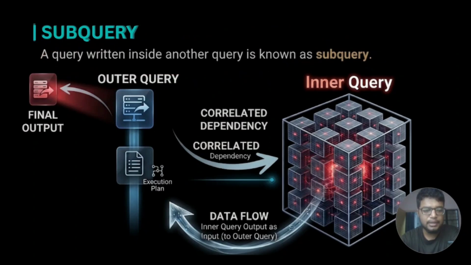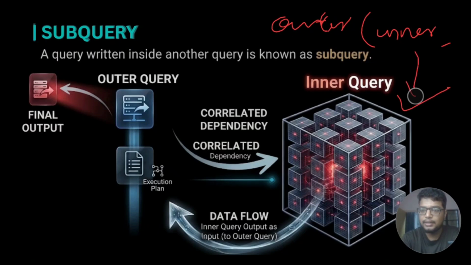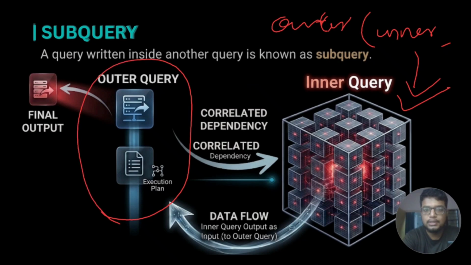That means one query is outside here. This is nothing but the outer query. And inside this outer query, we have written another query. It is called the inner query. In this structure, in this diagram, it is explained. This is my inner query, this part, and this is my outer query. This outer query is nothing but this part.